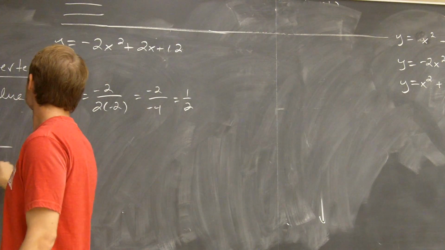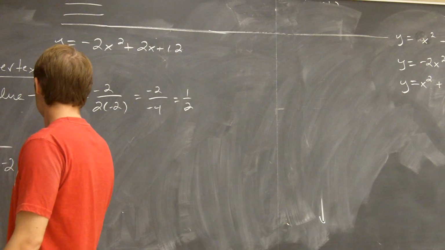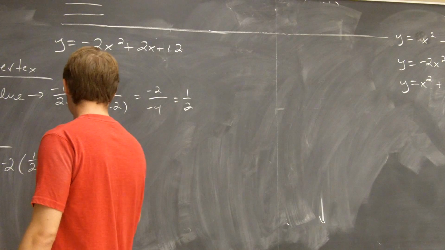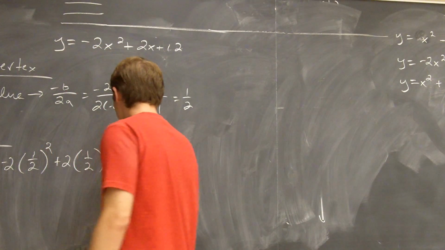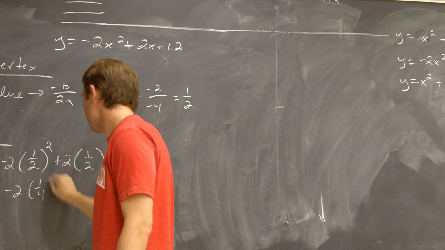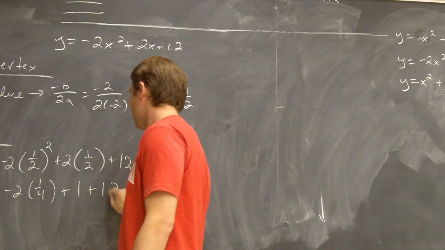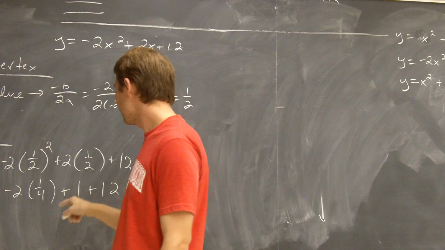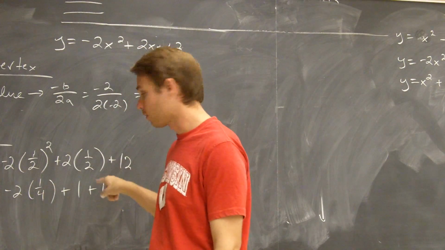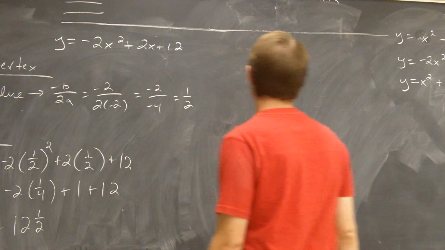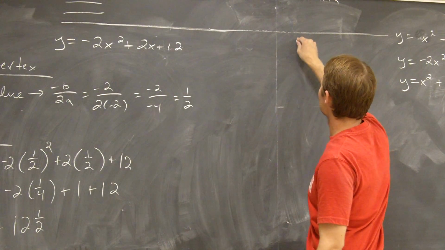So y equals negative 2 times 1/2 squared plus 2 times 1/2 plus 12. So this will be negative 2 times 1/4 plus 1 plus 12. Negative 2 times 1/4 is negative 1/2. So negative 1/2 plus 13 will be positive 12.5. So let's graph that here.